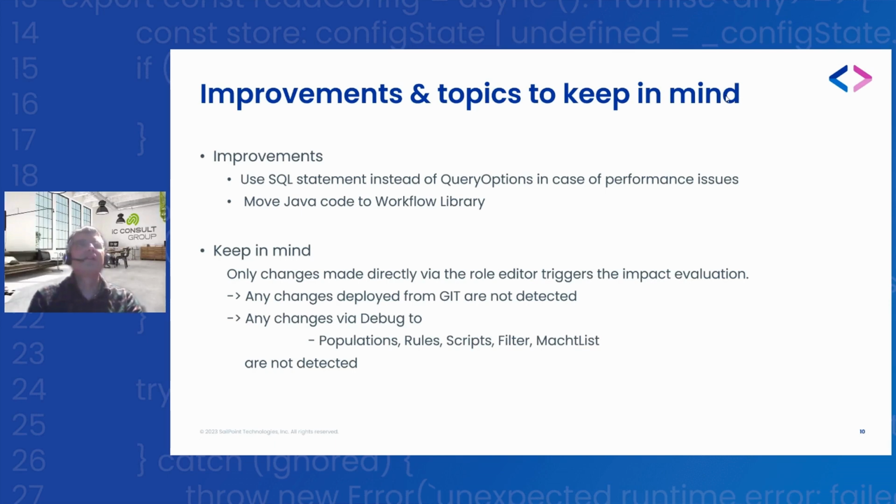And topics to keep in mind are the changes. Only changes made directly via the role editor trigger the impact evaluation, and you see the output only if you do it via the role editor. If you have any changes done in Git and deployed to your production environment, this will not be detected. There you don't have any form or any approval. The same applies also for changes via the debug page. If you change any rule, script, or population directly from the debug page, this will also not be detected. You should be aware of it if you use this feature.